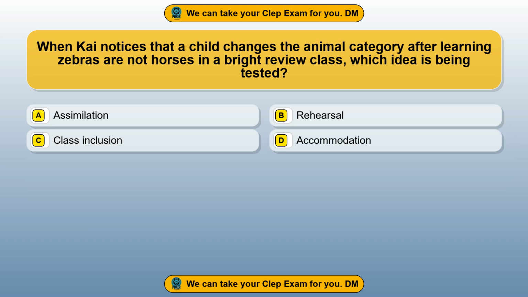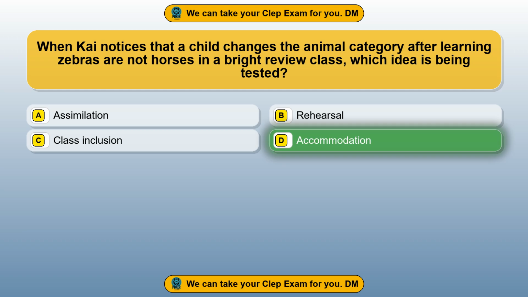Question 15. When Kai notices that a child changes the animal category after learning zebras are not horses in a bright review class, which idea is being tested? Option A, assimilation. Option B, rehearsal. Option C, class inclusion. Option D, accommodation. The correct answer is option D.